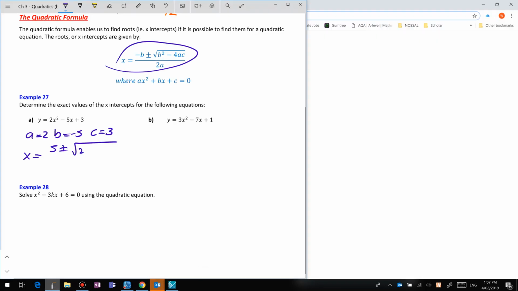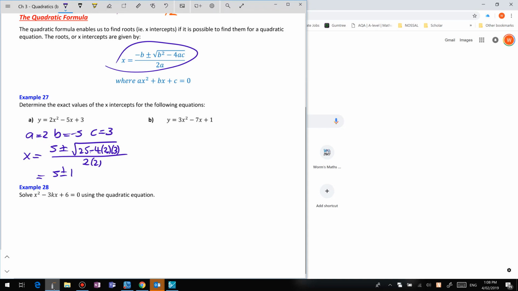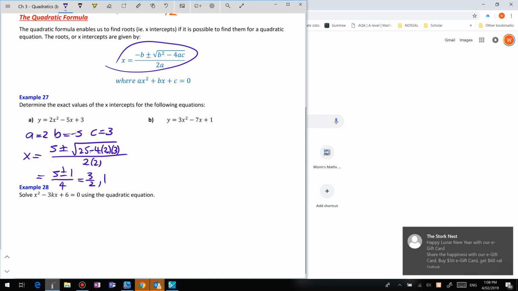Okay, 25 minus 4 times a, which is 2, times 3, all on 2a, so 2 times 2. We end up with 5 plus or minus the square root of 25 minus 4 times 2 times 3. 4 2s are 8, times 3 is 24. 25 minus 24 is 1. The square root of 1 is 1. On 4. So I get 6 on 4, which is 3 on 2. Or I get 5 minus 1, which is 4 on 4, which is just 1. So they're my two solutions. So they're the exact values.